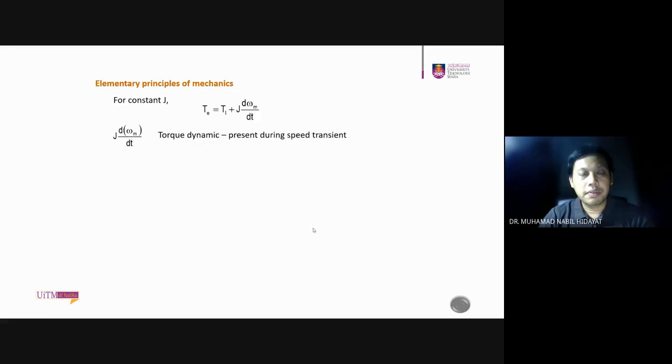So you have your torque dynamic, J times the differential of your speed, omega m. It's the torque dynamic, and it's present during transient. Again, d over dt, the differential of omega m, speed, is the acceleration.